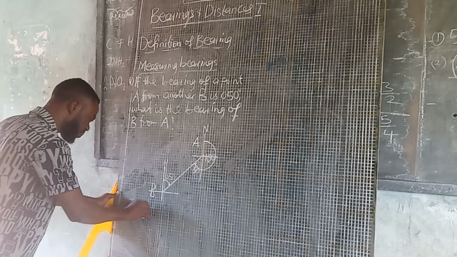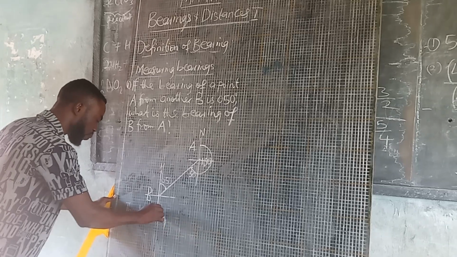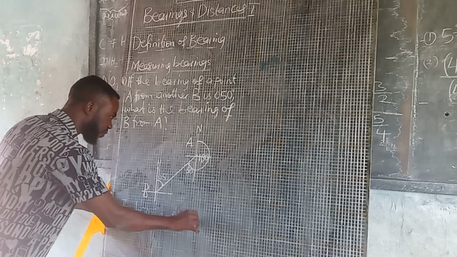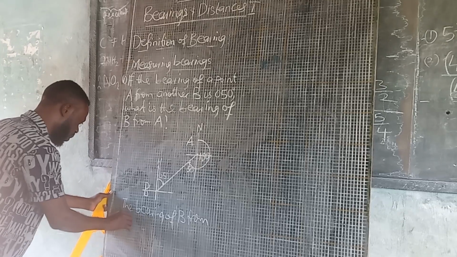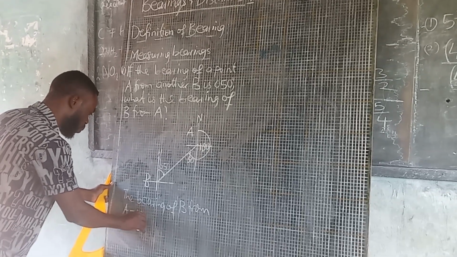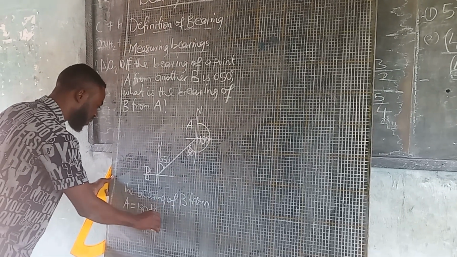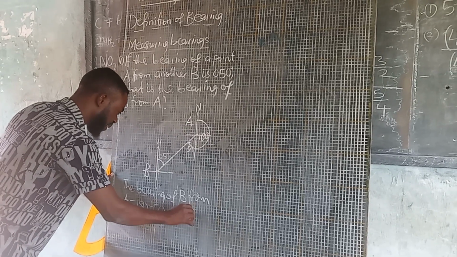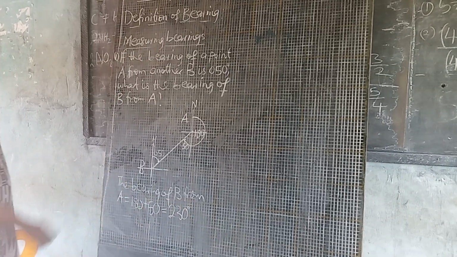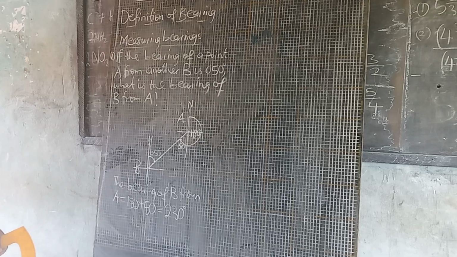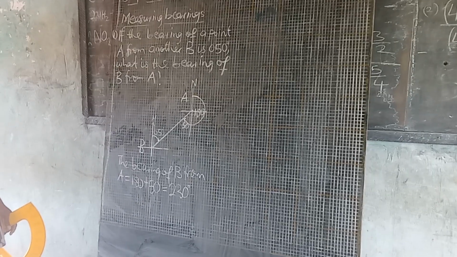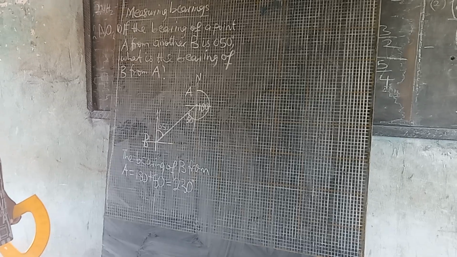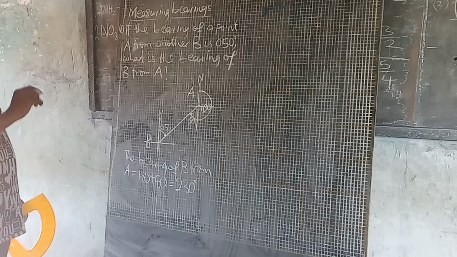Bearing of B from A is equal to 180 plus 50. And that gives you 230 degrees. 230 degrees. Just take a look at it. Now, we go through one more example. Just one more example.